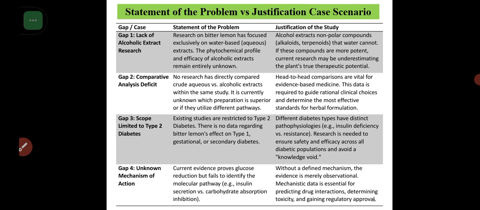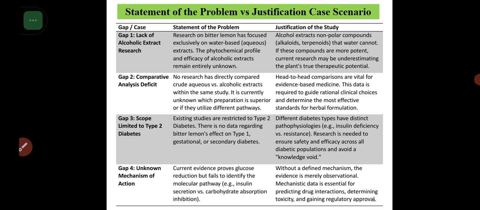Talking on justification of the study now: different diabetes types have distinct pathophysiologies. Research is needed to ensure safety and efficacy across all diabetic populations and avoid a knowledge void. That's it. Number 4, the last, is unknown mechanism of action.